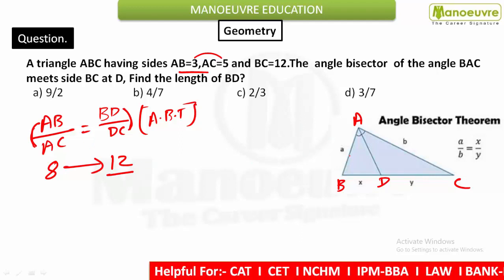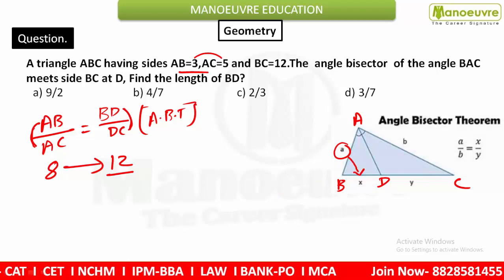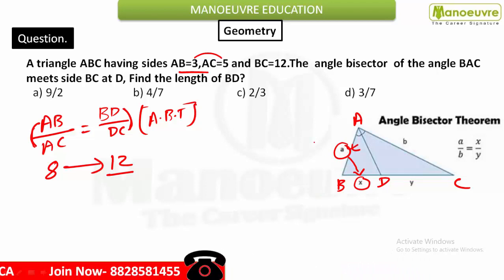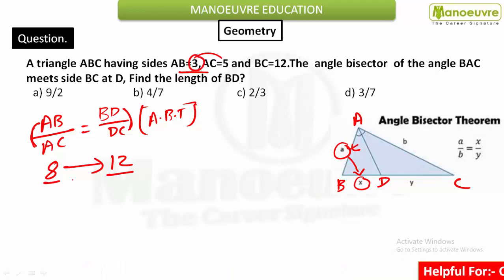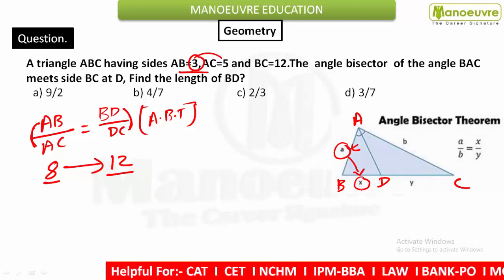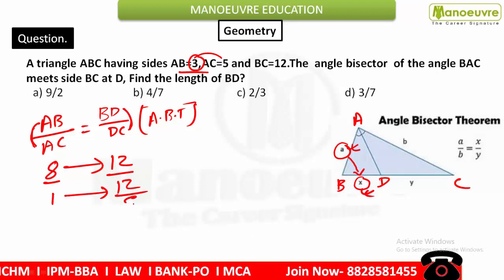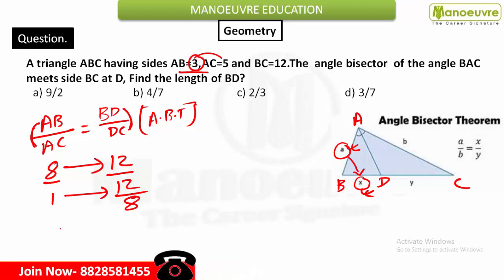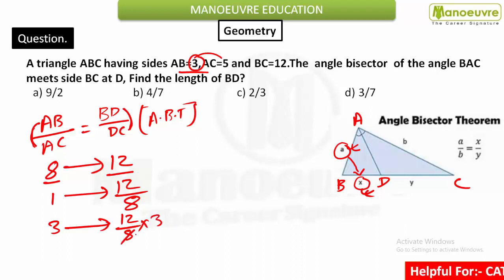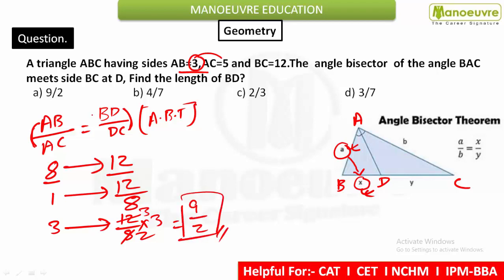So here we have to find the value of this part. This will correspond to this x, this side. So here you have to find x. So you have to find the value of 3, because 8 is corresponding to 12. So this 3 will correspond to this x. So I can say 1 will be what? 12 by 8. Is it correct? So here you have to find the value of 3. So I can say 3 will correspond to 12 by 8 into 3, and that is 4 2s are 4 3s are, so 3 3s are 9 by 2, and that is your option number A.